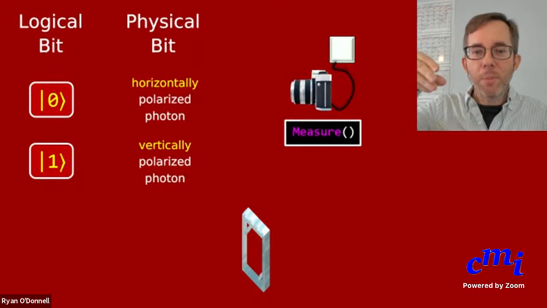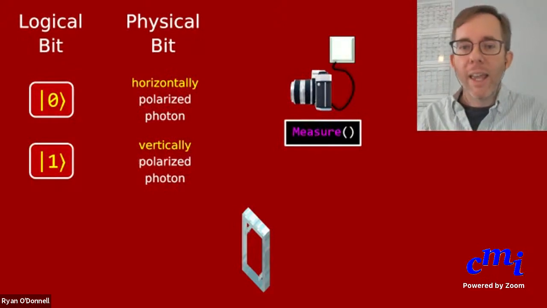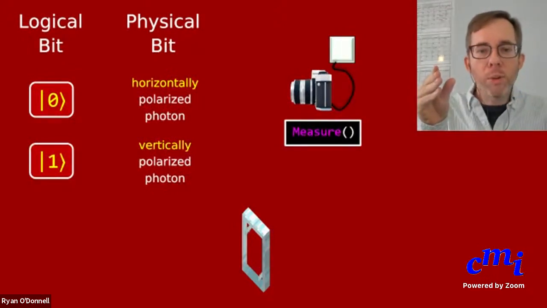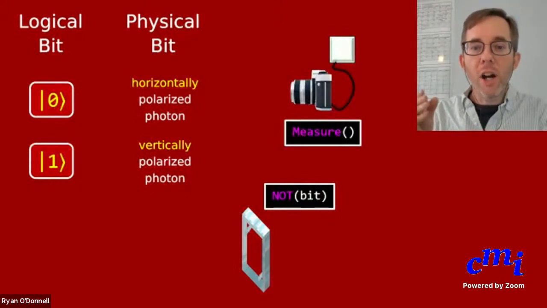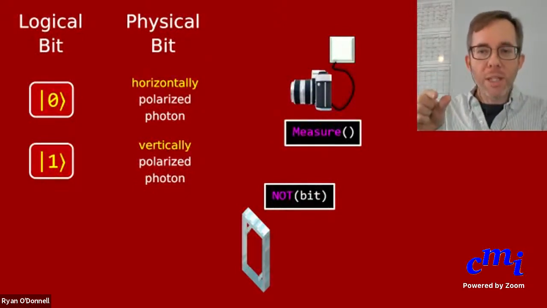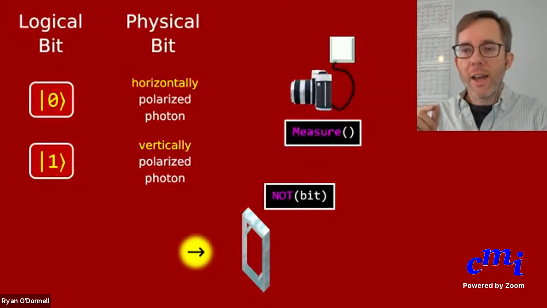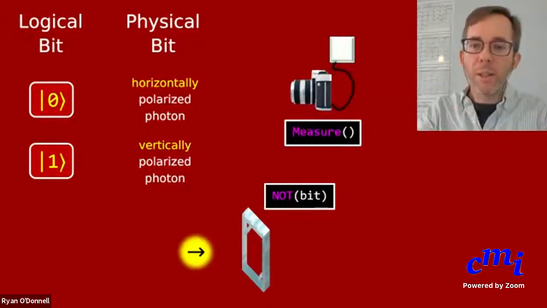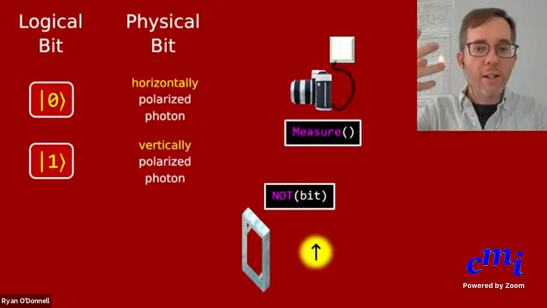You just need to get a piece of translucent material, like quartz apparently is good for this. That's it. You get a slab of quartz and you blast the photon through it. It will act like a NOT gate if you get the thickness of the piece of quartz just right. If you get just the right thickness, then when you pass a horizontally polarized photon through it, it will change its polarization to vertical.